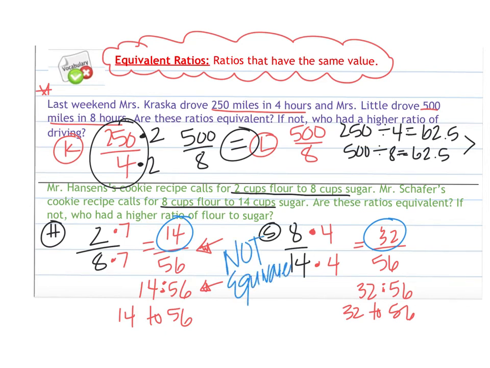And then it asks me, who had a higher ratio of flour to sugar? Well, I can see that Mr. Schaefer's has 32 cups of flour to 56 cups of sugar, whereas Mr. Hansen's only has 14. So then I know that Mr. Schaefer's has the higher concentration, or the higher ratio of flour to sugar.